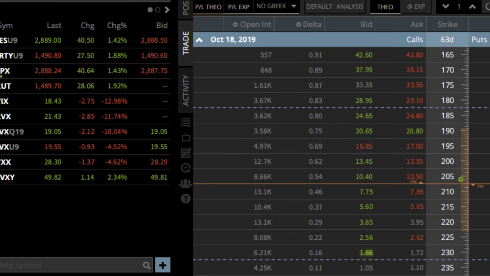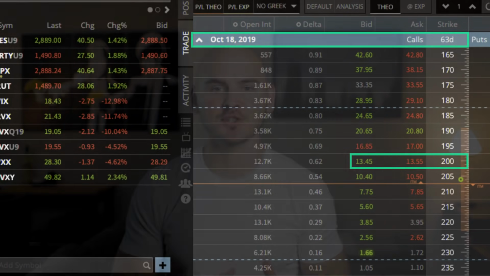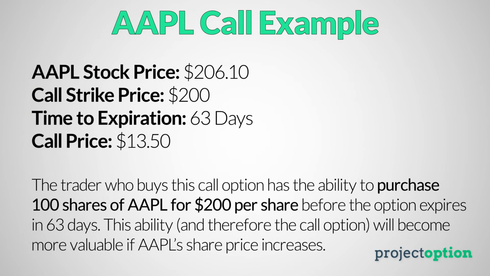As an example, let's say we're looking at a call option on Apple with a strike price of $200 and an expiration date of October 2019. Let's say this option is currently trading for a price of $13.50. If a trader buys the 200 call option in Apple that expires in October 2019 and they pay $13.50 for that option, this means that the trader has the ability to buy 100 shares of Apple stock at $200 per share before the option reaches its expiration date, which in this example is 63 days away.